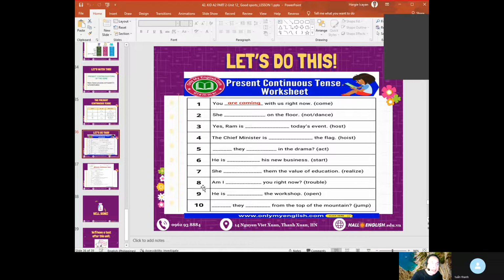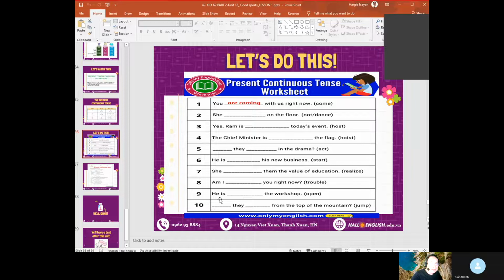That's correct. Number 8, V. So it's a form of question. So therefore, we have to say, am I troubling you right now? Yes, that's correct. The base form of the verb is trouble. So if you add the ing form, we have to remove the e and then add ing. So that would be troubling.